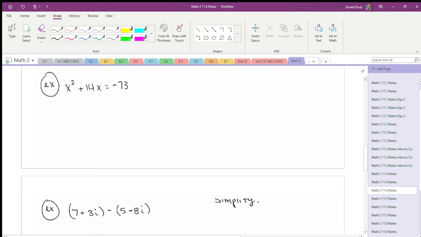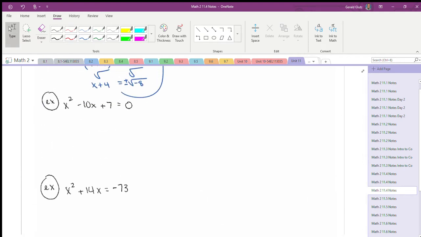So we got a couple more examples here. I might only do one of these. So I'm going to do the quadratic formula here. So one side is 0, so I can go right into it. So a is equal to 1, b is equal to negative 10, and c is equal to 7.